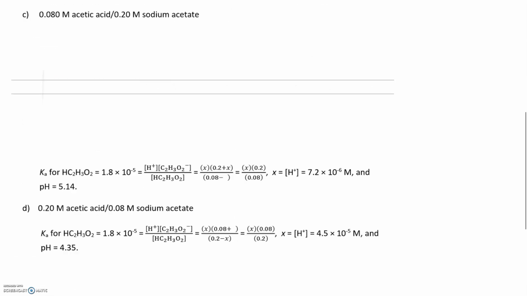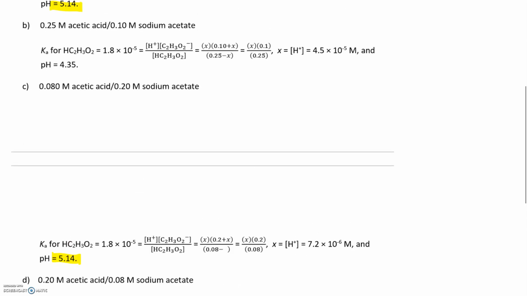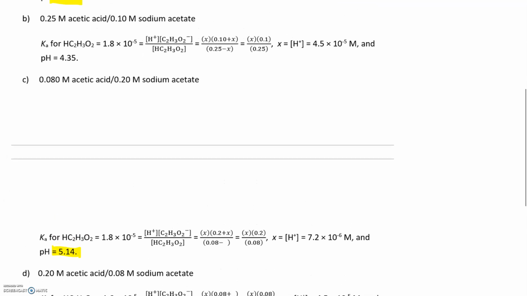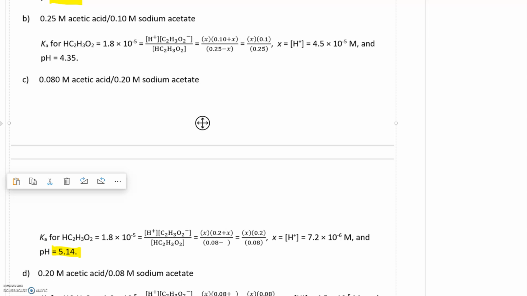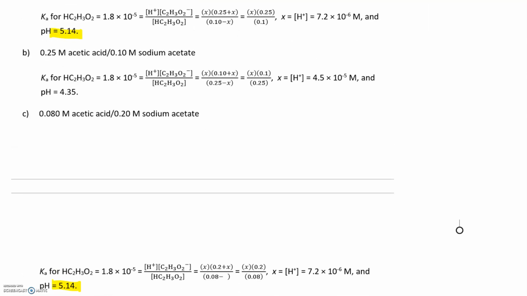Did you notice that we got the same ratio here? And now the ratio of conjugate base to acid is 0.2 to 0.08. And did you notice that 0.2 divided by 0.08 is also 2.5? So what we're interested in is not so much how much acid and how much base, it's the ratio. So if we know the ratio and something called pKa, we can find the pH.